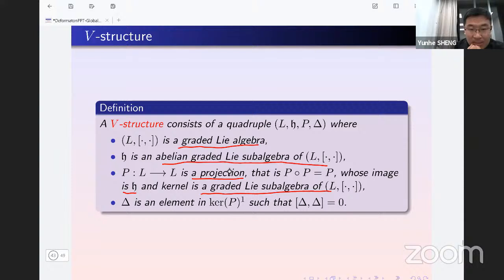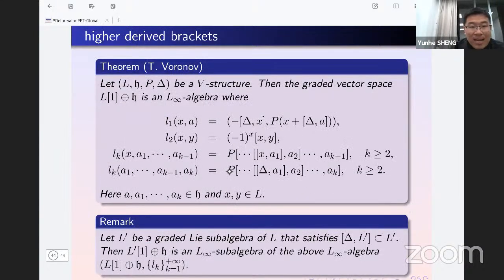Yeah, so this is the definition of a V structure, and Voronov showed that given a V structure, one can obtain an L infinity algebra structure. Okay, so let (L, H, P, delta) be a V structure, and then we consider this graded vector space, which is the direct sum of L1 and H. There is an L infinity algebra structure defined as follows.